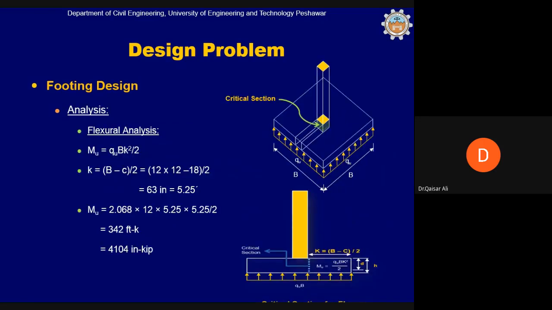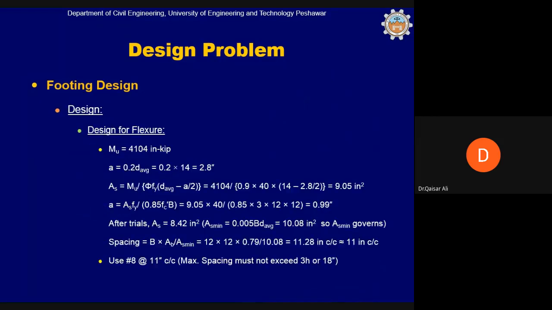For the design of footing for flexure, you know this equation, qu B l square divided by 2. So Mu comes out to be 4104. And after this, you can do trials. After trials, As comes out to be 8.42 square inch. And As minimum is 10.0. So As minimum is greater than this, we'll use As minimum, because As minimum is calculated based on 0.005 B t average. Once you do this, if you now calculate the spacing or the number of bars, you can do this. Number 8 at 11 centimeters of maximum spacing can be used.